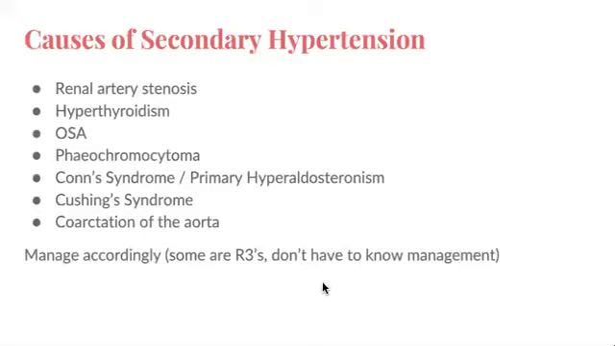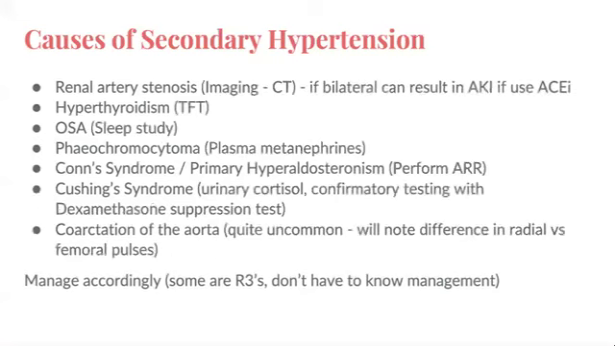So it's good to know what some of the investigations are for these, and I've got those here on the next slide. So you can use imaging for the renal artery stenosis. Hyperthyroid is quite simple with the TFT. Sleep study for the OSA, and for the pheochromocytoma, you want to look at the plasma metanephrines, and then you can also do some further investigations such as a CT, and then a venous sampling as well.